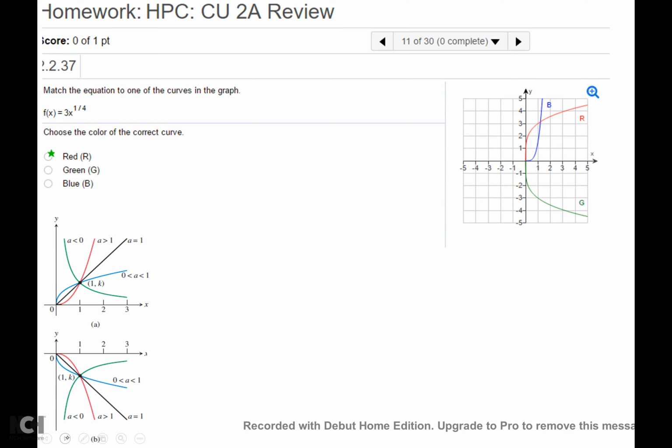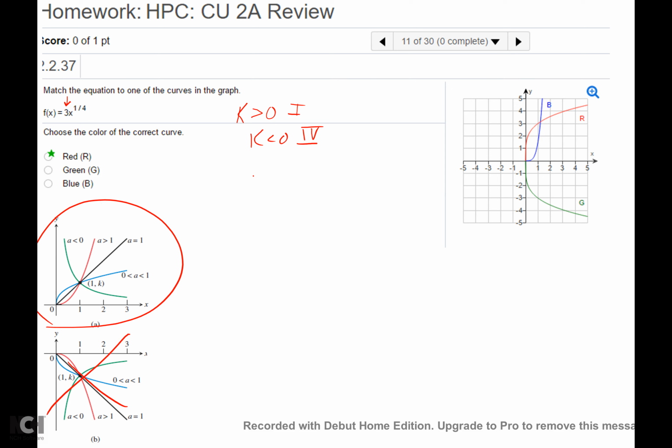Alright, match the equation to one of the curves in the graph. You can absolutely just type it in the graphing calculator and figure it out from there. However, what they're trying to get you to see is in the power functions, if that k is positive, then you are going to be in quadrant 1. If k is negative, you're going to be in quadrant 4. So since my k is positive, I'm in quadrant 1, not quadrant 4.